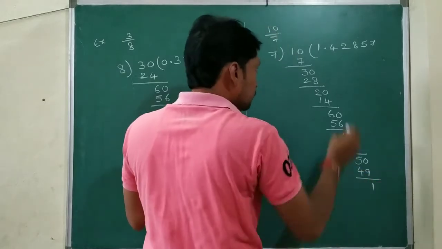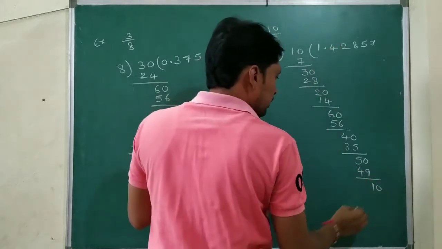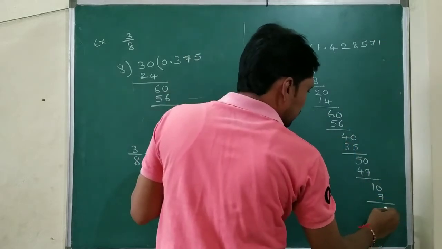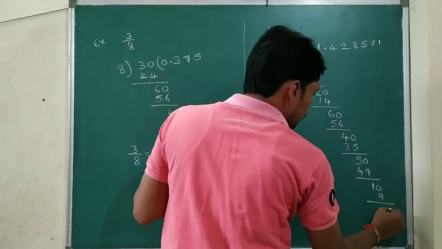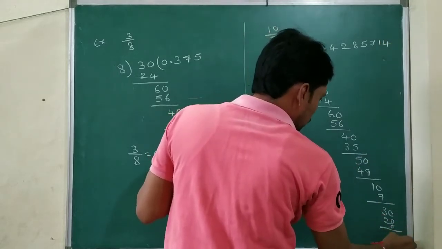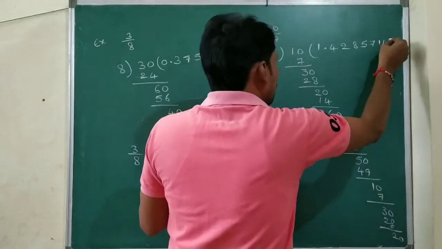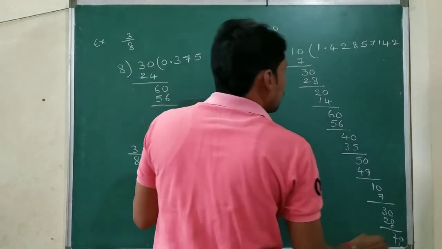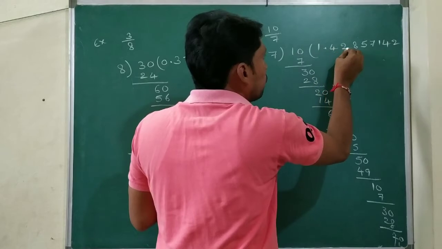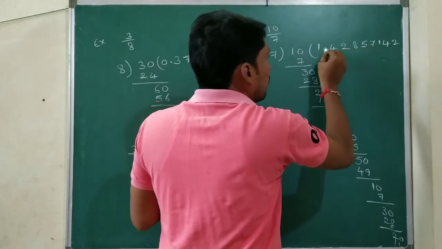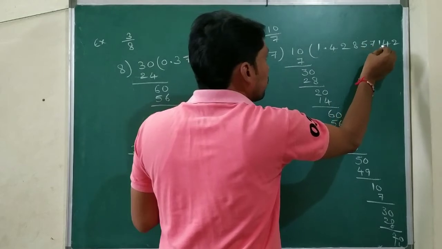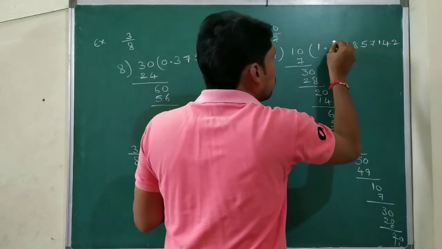So we are getting 1. Already point is there, you can take 0. 7 1s are 7. Again here 3 0. 7 4s are 28. 28 means 2 0. 7 2s are 14. Once you observe here, 4 2, 1.4287, 1.42857 142, up to here.